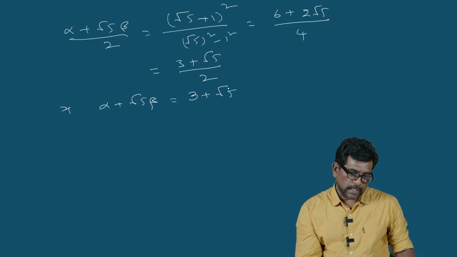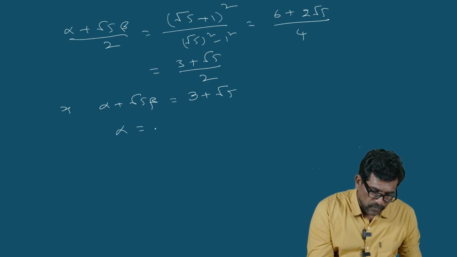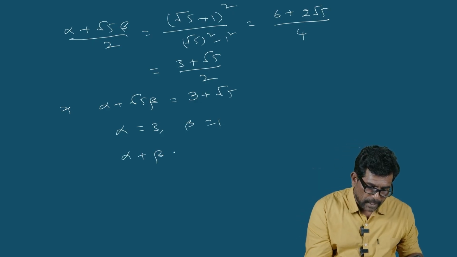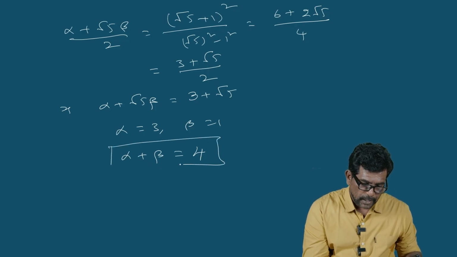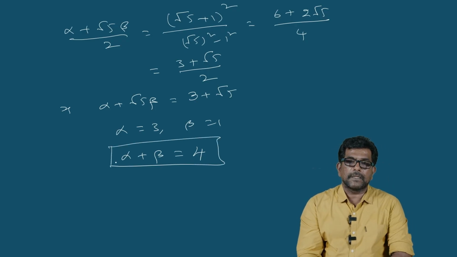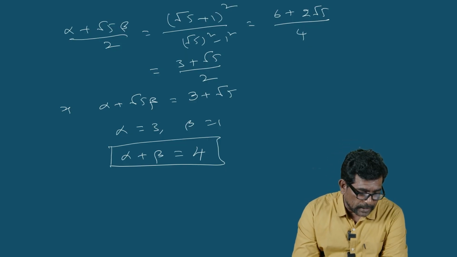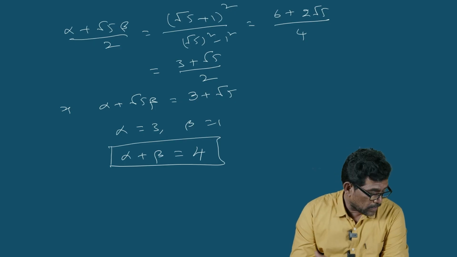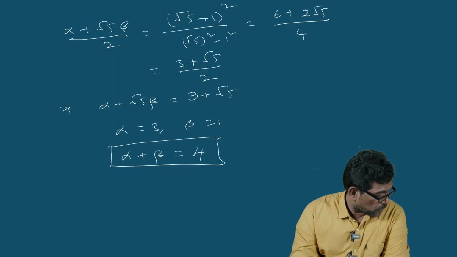So equating the rational and irrational terms on both sides, we get alpha is equal to 3, beta is equal to 1. But they are asking alpha plus beta, so alpha plus beta is equal to 4. That is, the third option is correct. The problem is very simple, a direct formula application. So the level of the question is very easy, and everyone can do this one.